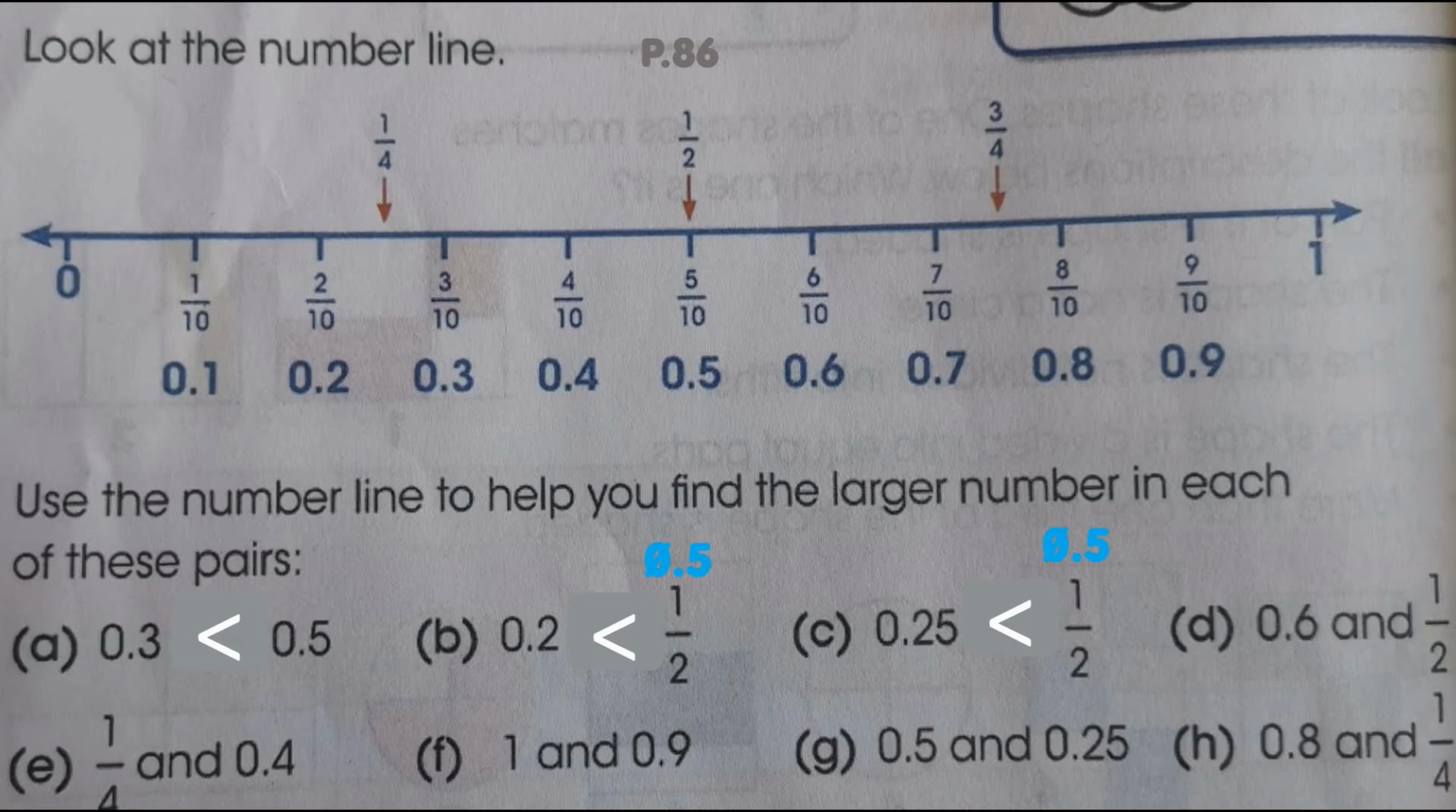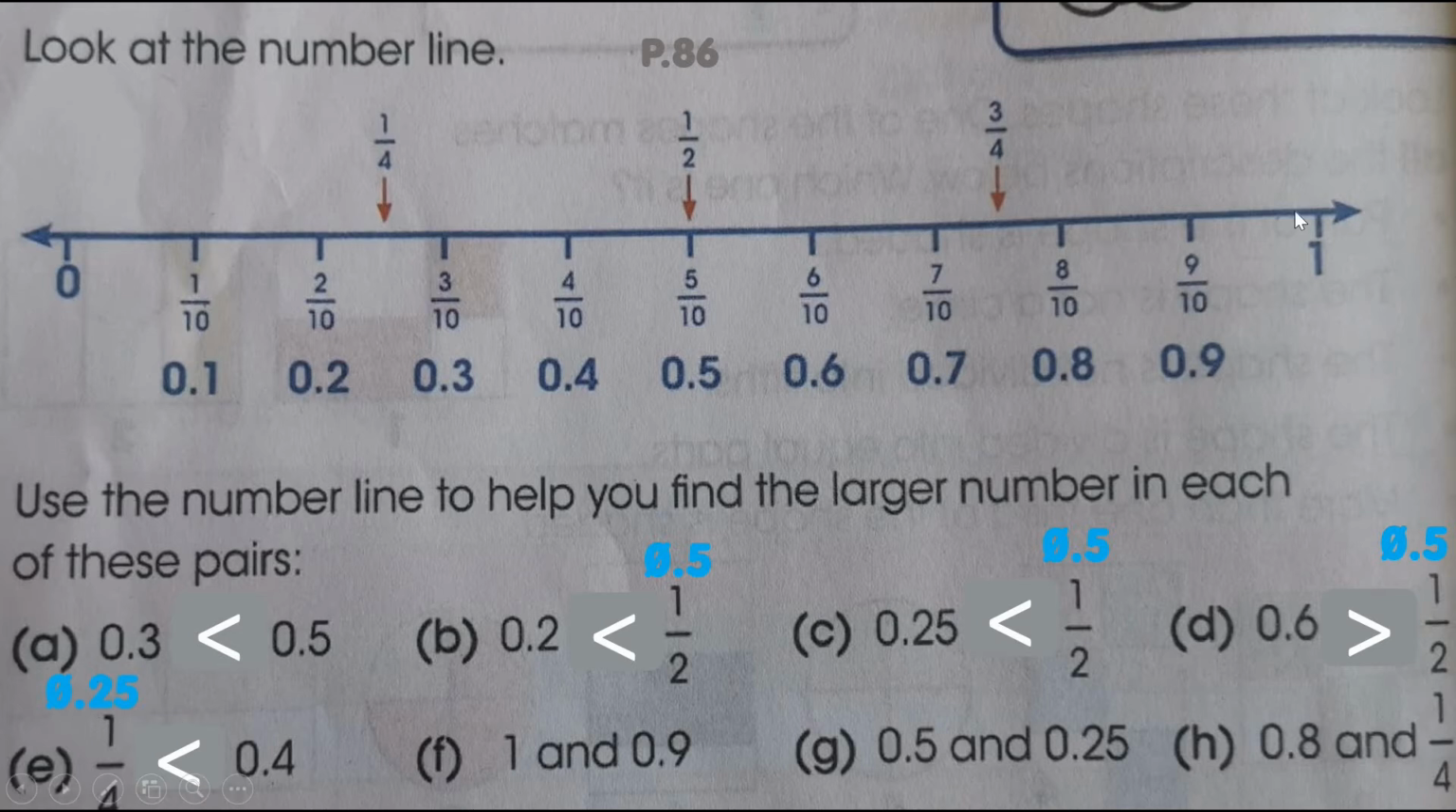Then we have 0.6 and 1 out of 2. Again, 1 out of 2 is 0.5. We have 0.5 here and 0.6 here. 0.6 is bigger than 0.5. We have 1 out of 4 and 0.4. 1 out of 4, as we've done in the exercises before, equals 0.25. 0.4 is right here and 0.25 is right here. So 0.4 is bigger than 0.25 because the hundredth is way smaller than the tenth.